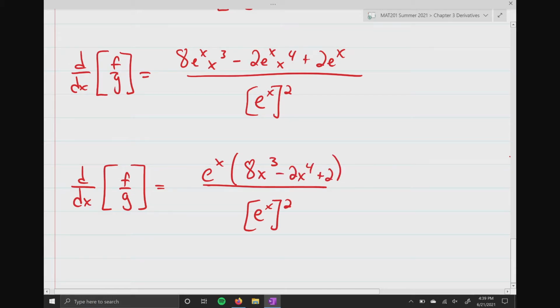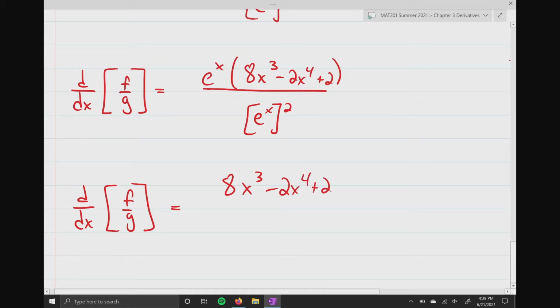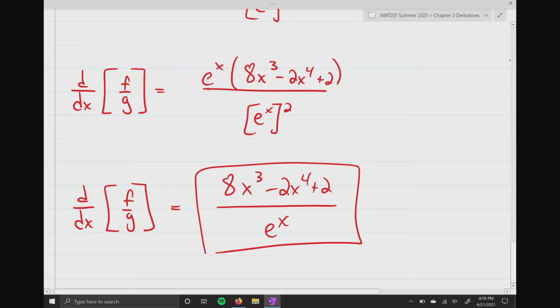And then lastly, I can go ahead and just reduce one of the e to the x's to give us 8x cubed minus 2x to the fourth plus 2 all over e to the x. And that's how we apply the quotient rule. Now, everything else in this section is just a review of everything that you've already done.